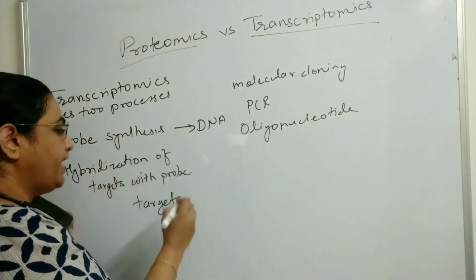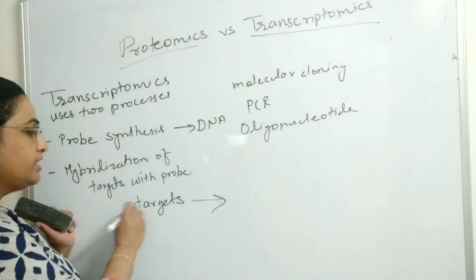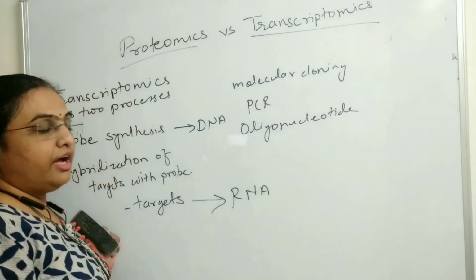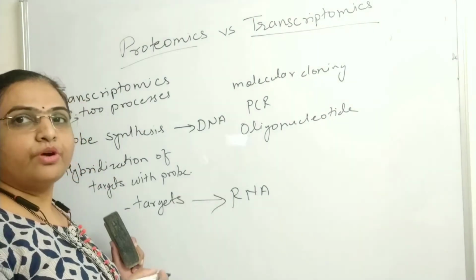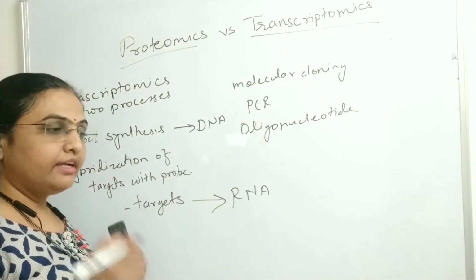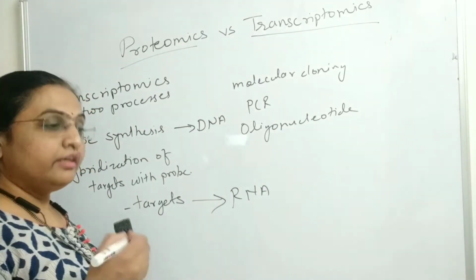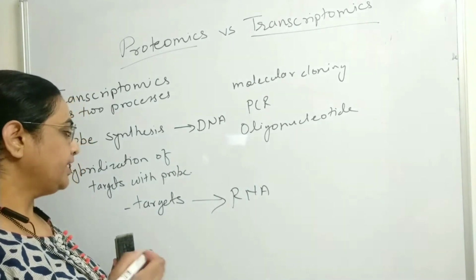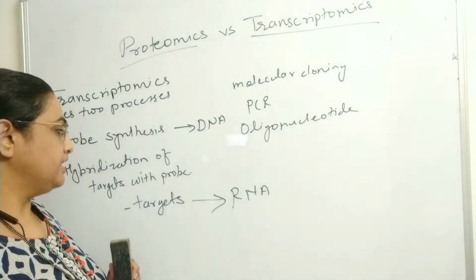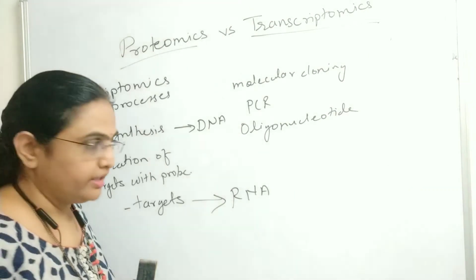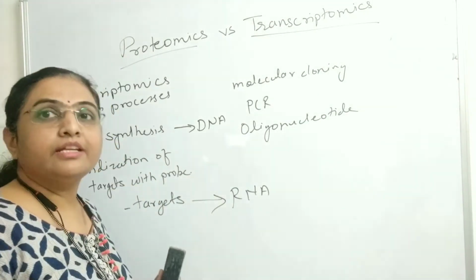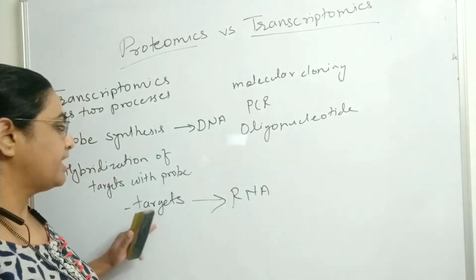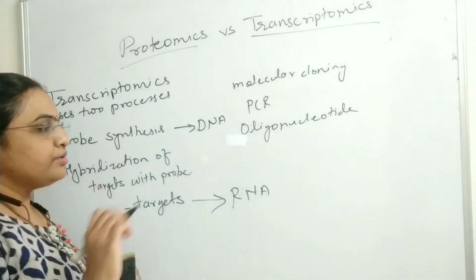And when you come to the targets, the targets are nothing but RNA, and that RNA is extracted from the cell. Then with the help of RT-PCR, cDNA is made, and that cDNA is going to be used as the target, or from the cDNA the cRNA is made, and that cRNA is going to be used as a target.